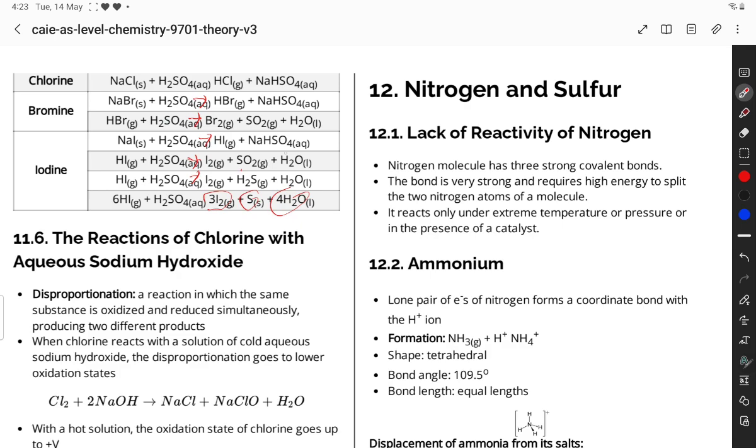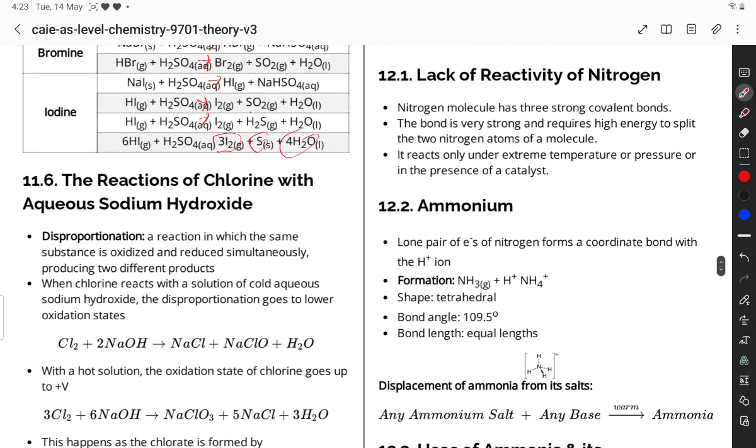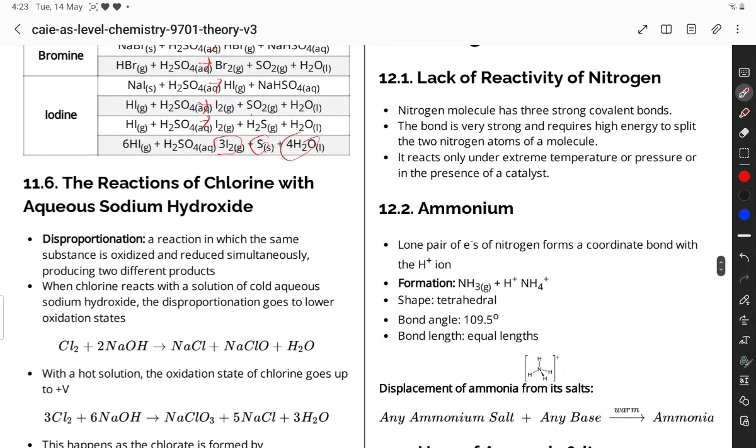So, this is the preparation method of making HCl, HBr and HI. The reaction of chlorine with aqueous sodium hydroxide, this is also a very important reaction. Disproportionation reaction: the reaction in which the same substance is oxidized and reduced simultaneously, producing two different products. When chlorine reacts with a solution of cold aqueous sodium hydroxide, the disproportionation goes to a lower oxidation state.